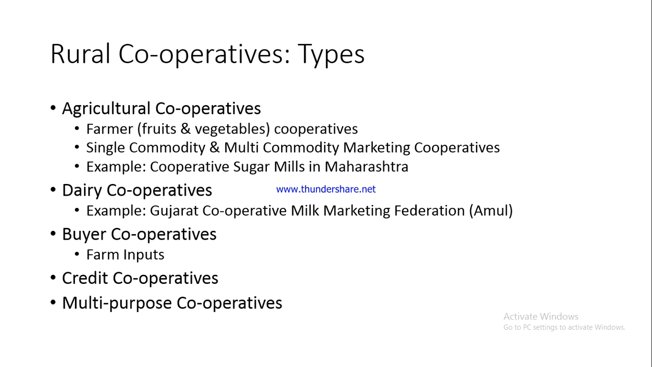Then there could be multi-purpose cooperatives, which are not just involved in one particular kind of activity. They are actually performing a number of activities. For example, they might be doing the marketing of the agri commodities produced by their farmers who are members of the cooperative. So they might be doing the marketing on their behalf also. They might be buying for their members also. They might also be selling dairy products apart from fruits and vegetables and other agriculture commodities. So in that sense, they are multi-purpose cooperatives.